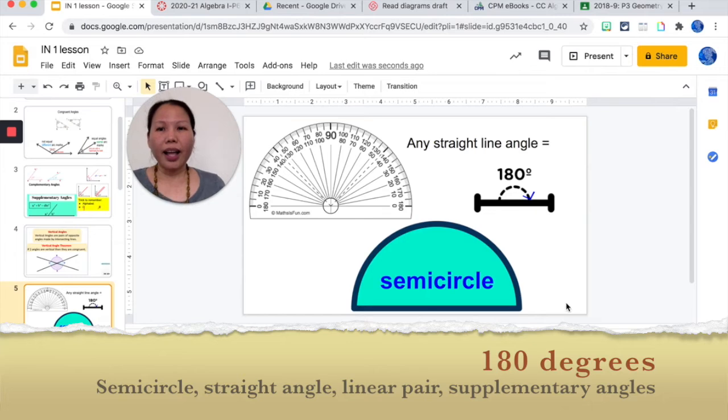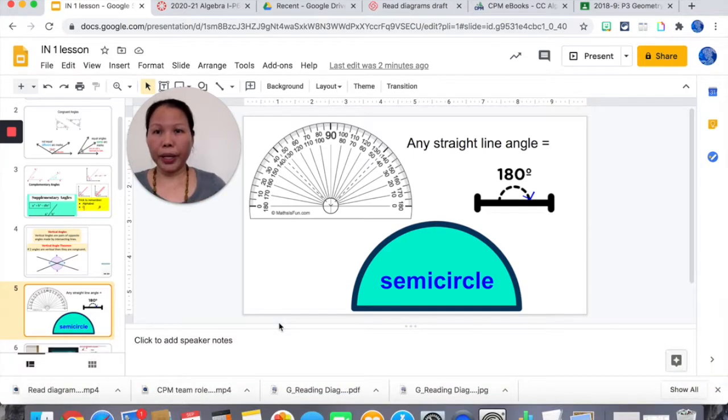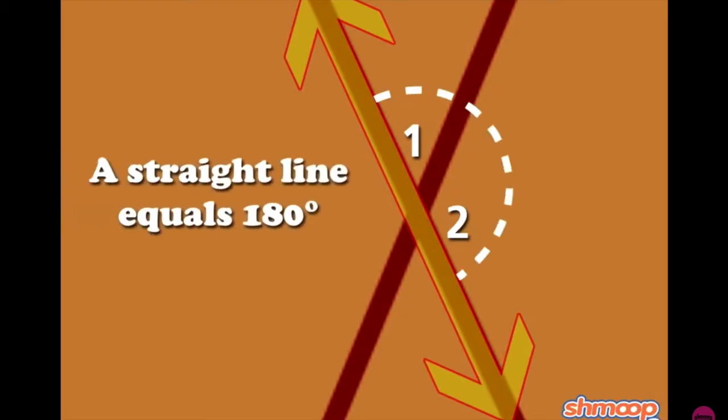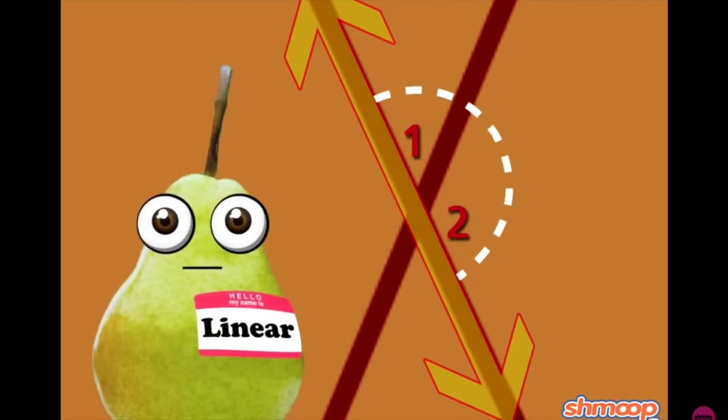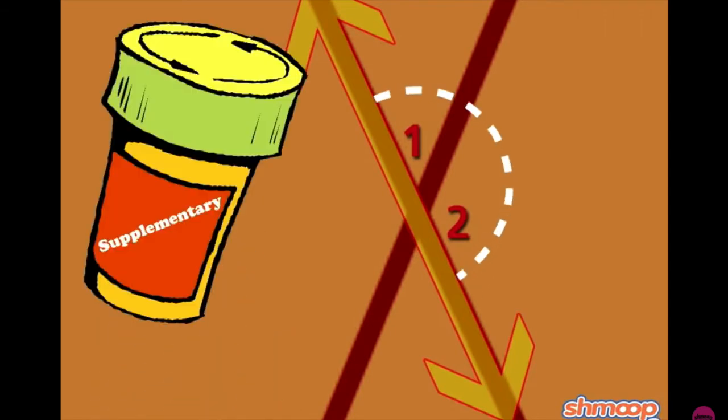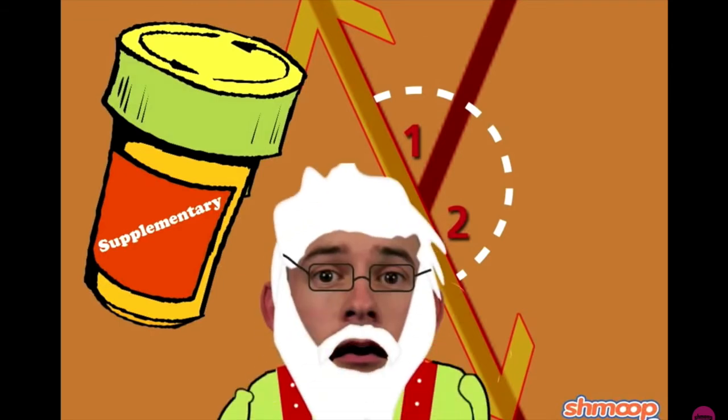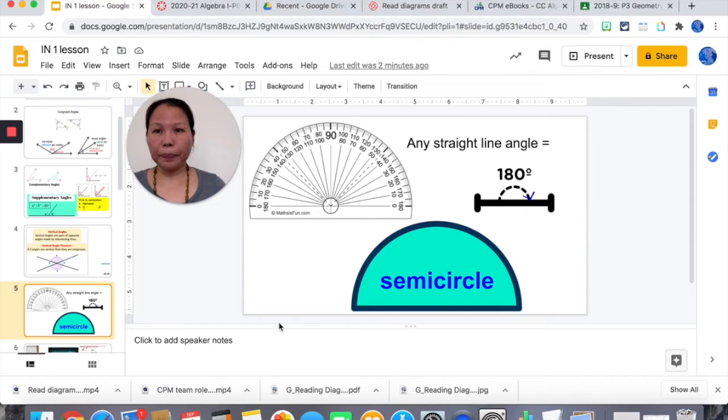All these words have something in common. They all equal 180 degrees. We have semicircle, a straight line, a straight angle, a linear pair, or supplementary angles. When they add up to 180, we have supplementary angles, but when they are next to each other, we call them adjacent angles.